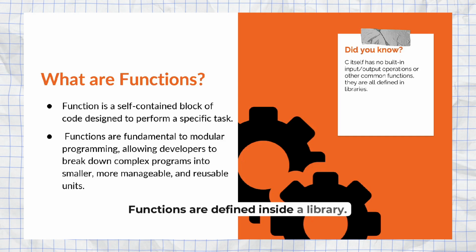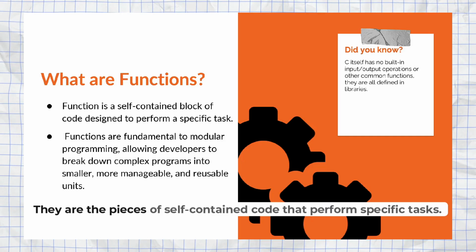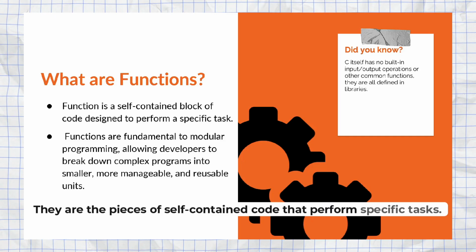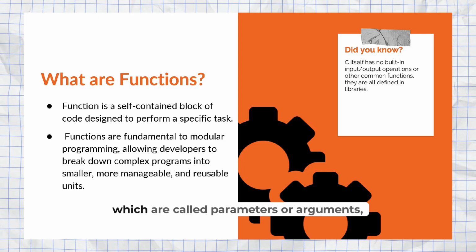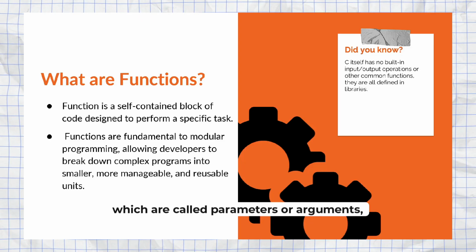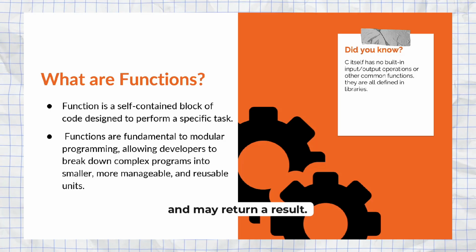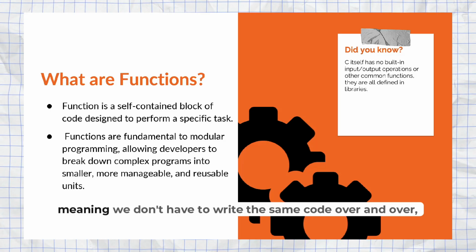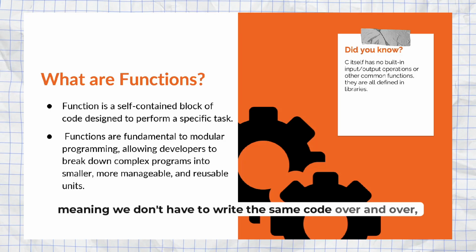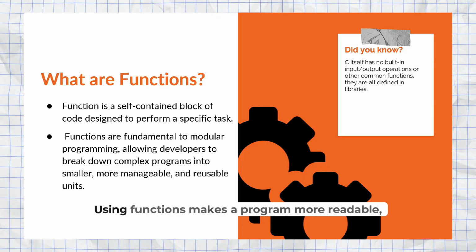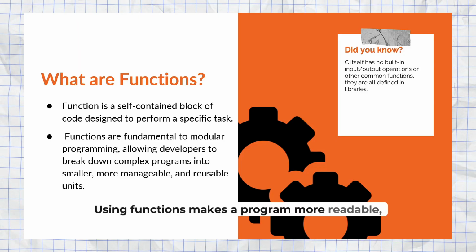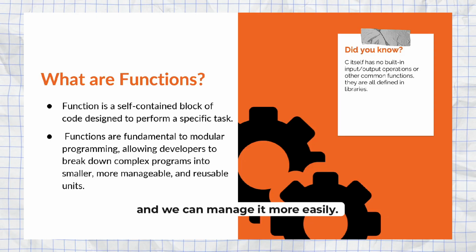Functions are defined inside a library. They are the pieces of self-contained code that perform specific tasks. Functions can take input values, which are called parameters or arguments, and may return a result. Functions are reusable, meaning we don't have to write the same code over and over, but can instead reference or call them. Using functions makes a program more readable and we can manage it more easily.